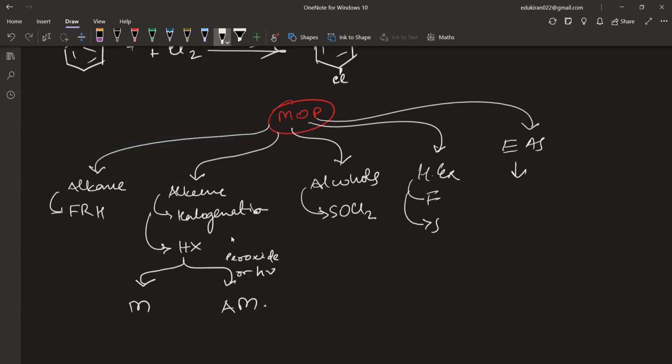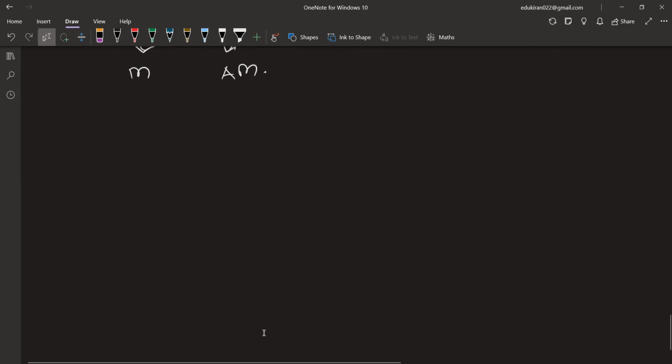And here you have to remember that the electron donating group will give you ortho and para product, and electron withdrawing groups are going to give you meta product. Is that clear? Yes or no? Please tell me. Yes, sir. Did you write this all? Tell me yes or no? Yes, sir.